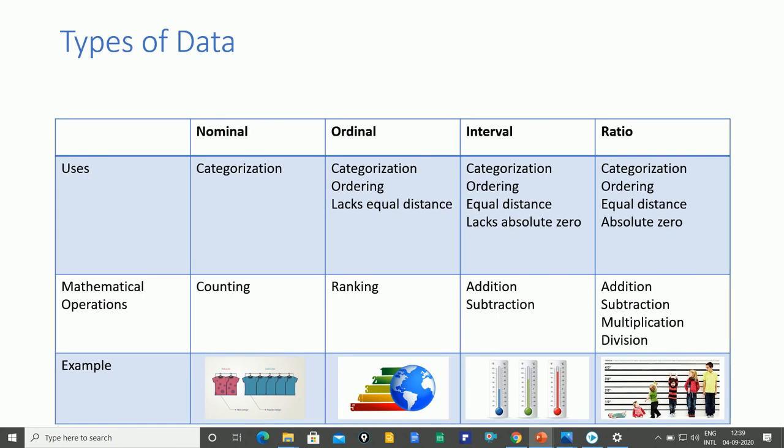Now coming to the ratio scale data, it is the superior of these 4 types of data. It can be used for categorizing objects. It has got a specific ordering. Here the distance measured is equal, and it has got the advantage that here the zero value is absolute. So what are the mathematical operations that can be performed over these 4 types of data?